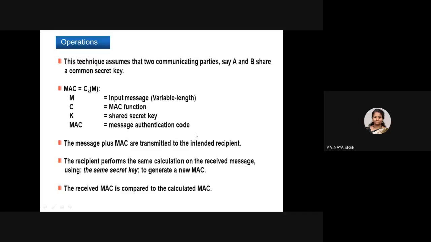This technique assumes two communicating parties, say A and B, share a common secret key. Just now I said that C, the MAC function, uses K and the message for generating a fixed-size output. M is the input message, which is variable length. C is your MAC function. K is the shared secret key. MAC is the generated fixed-length message authentication code. The message plus MAC are transmitted to the intended recipient.